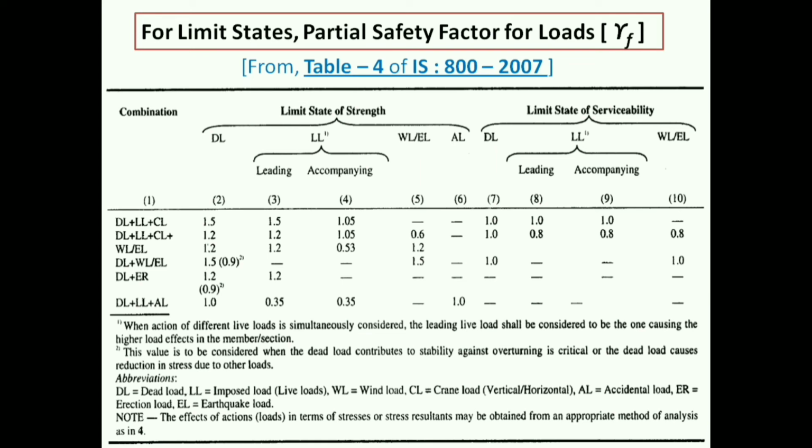Here we can see the limit state of strength, the summation of dead load and live load. The partial safety factor is 1.5. The summation of dead load, live load and earthquake load or wind load, the partial safety factor is 1.2, and the summation of dead load and wind load, the partial safety factor is 1.5. And for limit state of serviceability, the partial safety factor is 1 for the summation of dead load and live load.